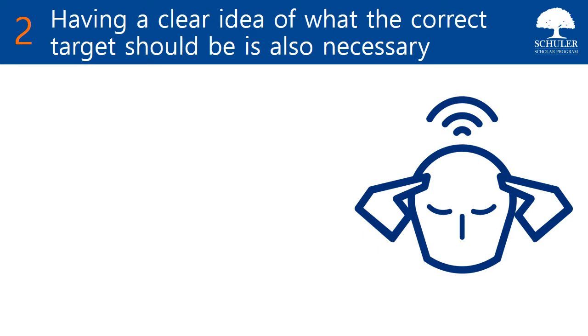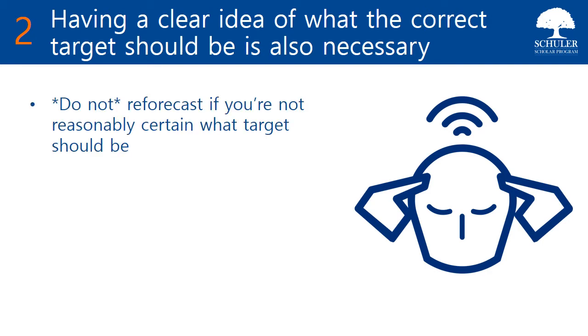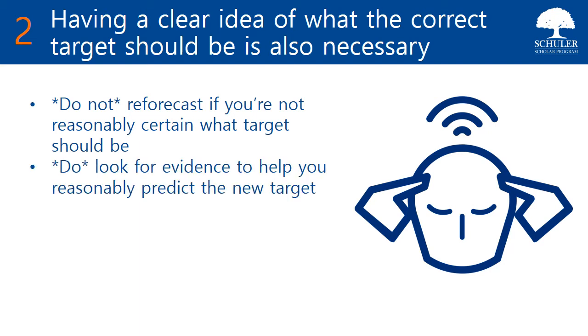Number two, having a clear idea of what the correct target should be is also necessary. And what does that mean? Well, that means that you should be reasonably certain that you know what is going to happen. Not just that what you've forecasted is wrong, but that you kind of have a pretty good idea of what you know is right. If you are not certain what's going to happen, look for some evidence that can help you reasonably predict that new target. There's often indicators that can help you paint the picture of the future, even if they're not super exact. They are at least evidence-based.